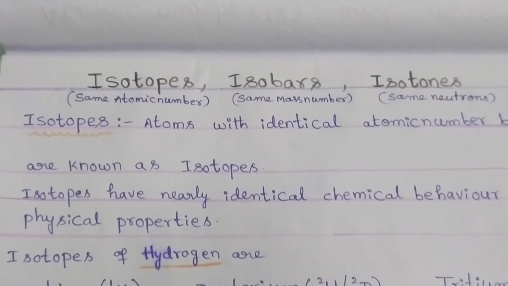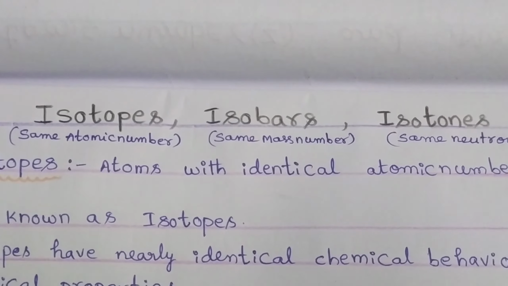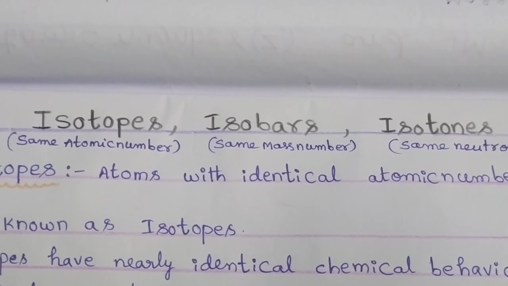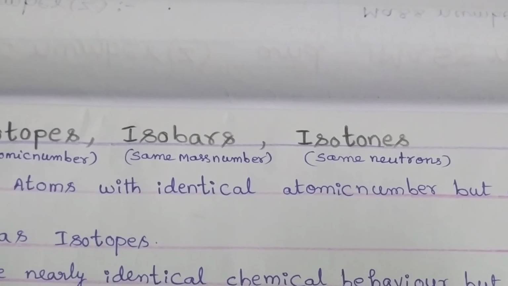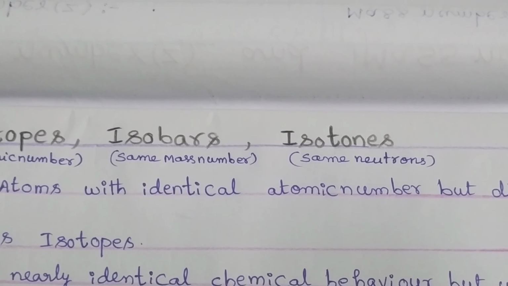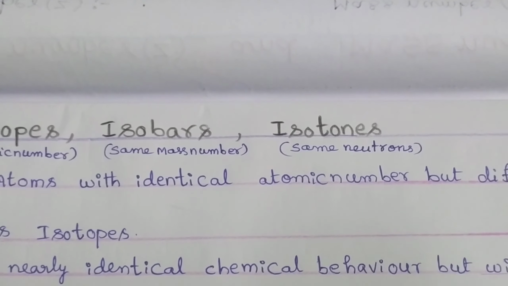We can finally conclude that isotopes have the same atomic number, isobars have the same mass number, and isotones have the same number of neutrons.